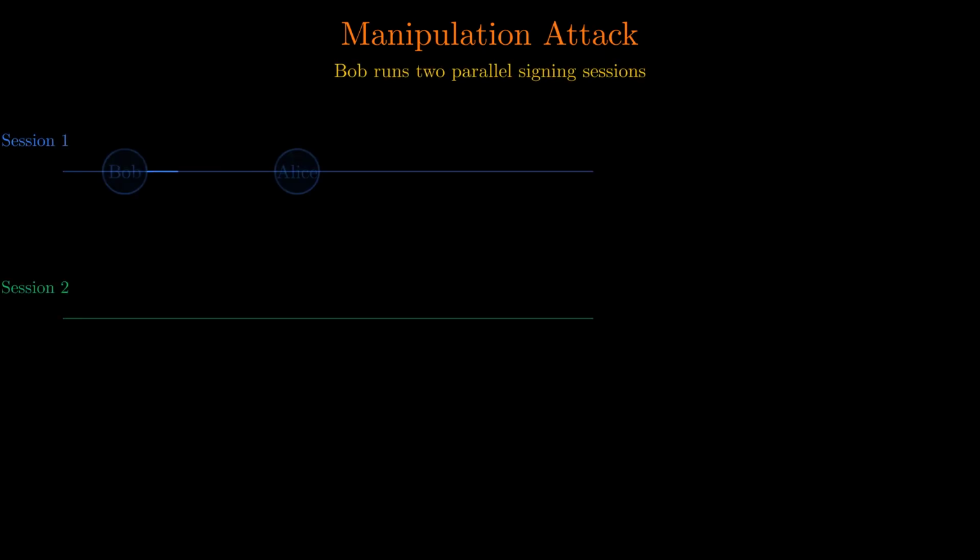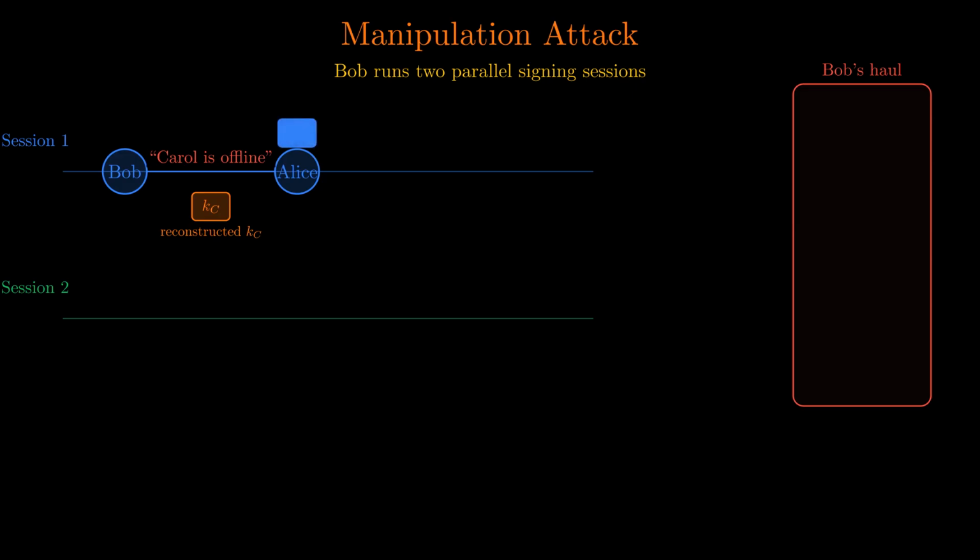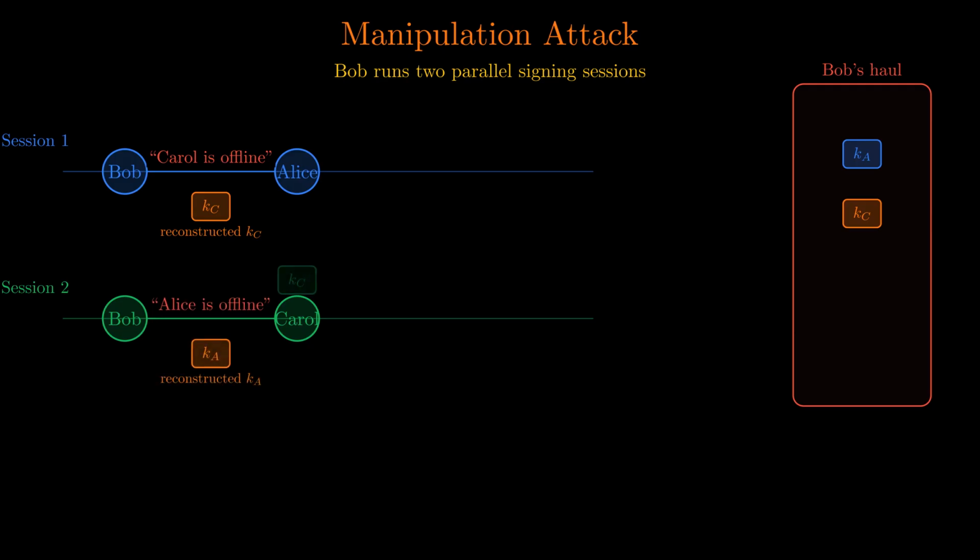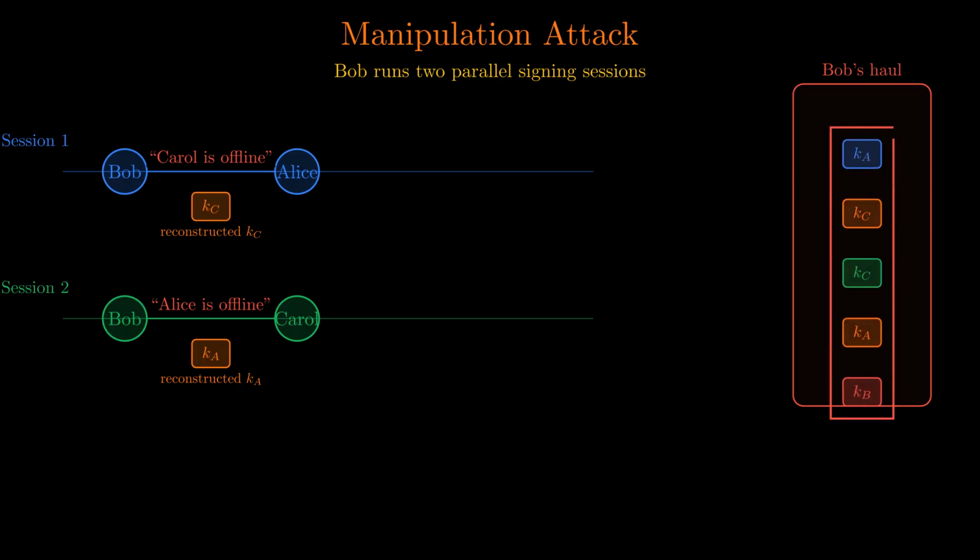Bob runs 2 separate signing sessions in parallel. In session 1, Bob talks to Alice and claims Carol is offline. Alice and Bob reconstruct Carol's partial key together. Now Bob holds Alice's contribution and a reconstructed Carol key. In session 2, Bob talks to Carol and claims Alice is offline. Carol and Bob reconstruct Alice's partial key. Now Bob also holds Carol's contribution and a reconstructed Alice key. Across the 2 sessions, Bob has accumulated all 3 partial keys. He alone can sign anything.